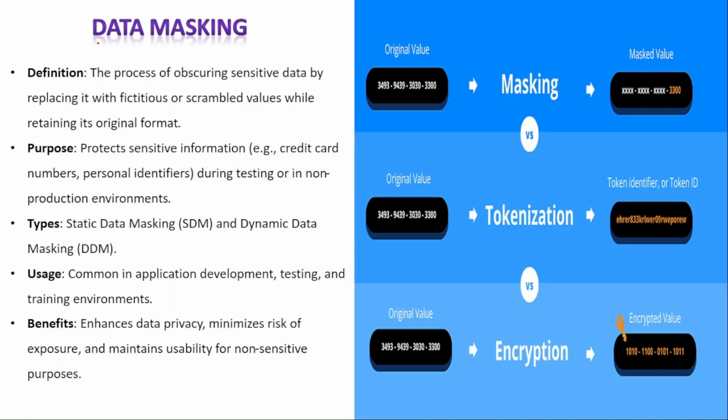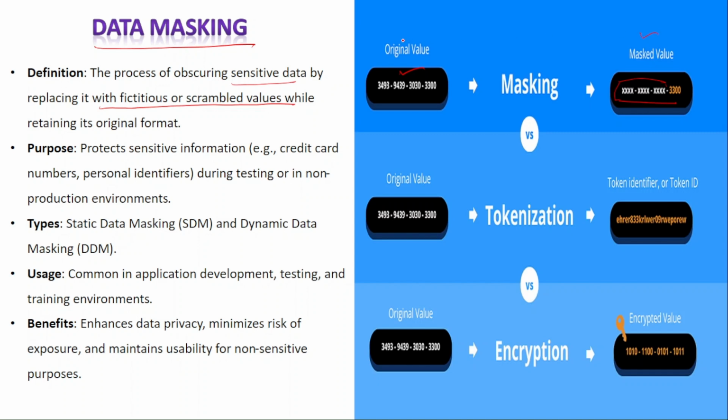Another concept in data obfuscation is data masking. It is the process of obscuring sensitive data by replacing it with fictitious or scrambled values while retaining its original format. So as we can see, this is how data masking works. By scrambled values we mean these static characters. Let's suppose this is a credit card number. All the digits are scrambled except the last 4 digits. So this is the purpose of masking, or this is how masking is done.